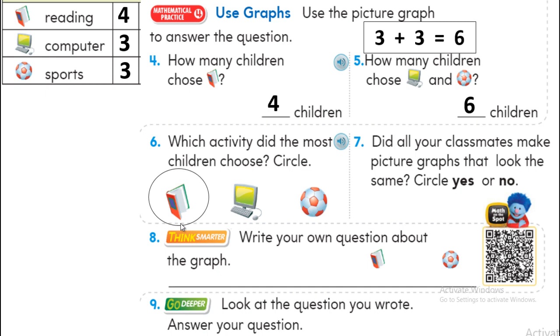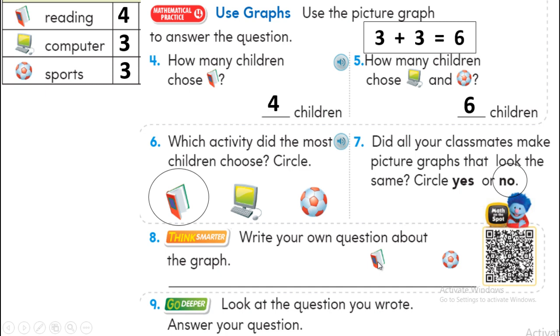If you're going to make it by yourself, you're not going to make it the same. You're going to ask, for example, your brother, your sister, or your mother, or your father. And these are different people than those who I asked. Maybe they will have different answers. So did all our classmates make a picture graph that looks the same? I'm going to circle no. Because when they have different people to ask, they're not gonna have the same answers. So no. Okay?